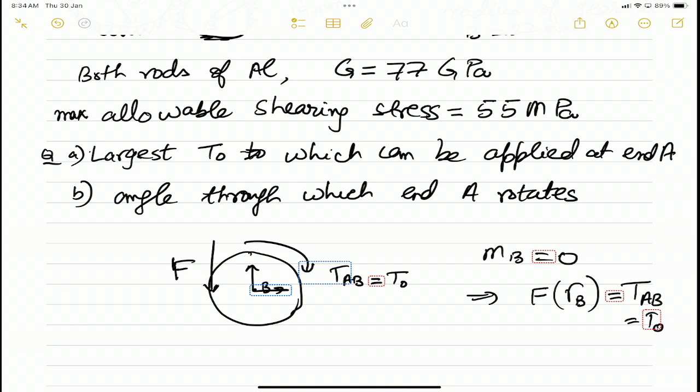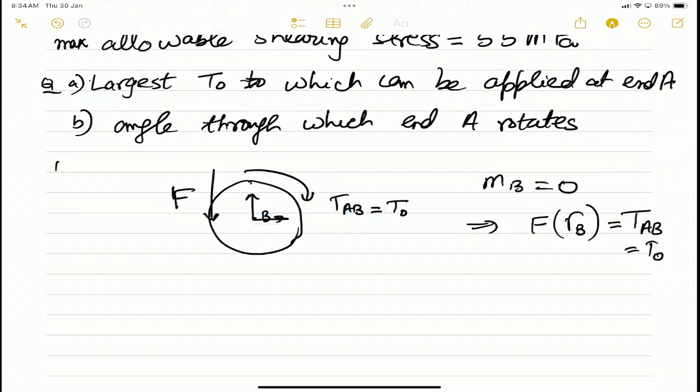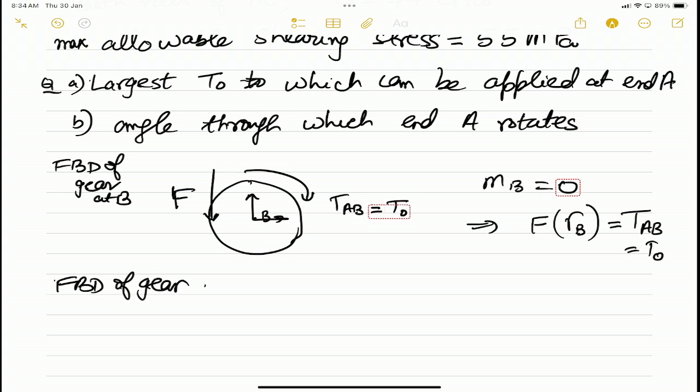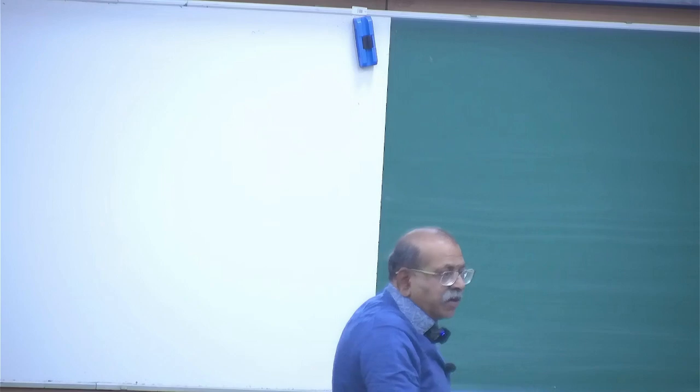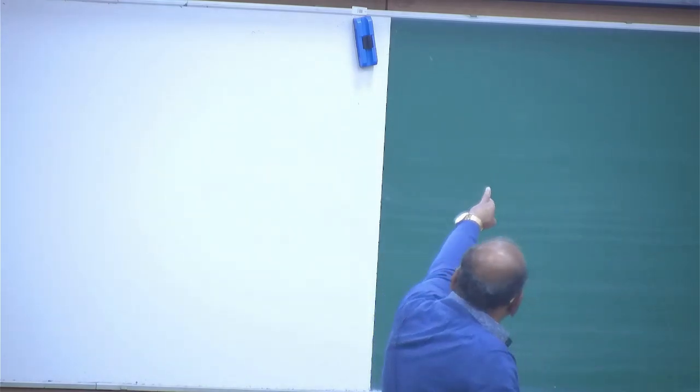Okay? Now what I'll do is, I draw, so this is FBD of gear at B. We draw the FBD of the gear at C. Now, the common thing between this and the other free body diagram is that an opposite force F is going to act on the gear at C.